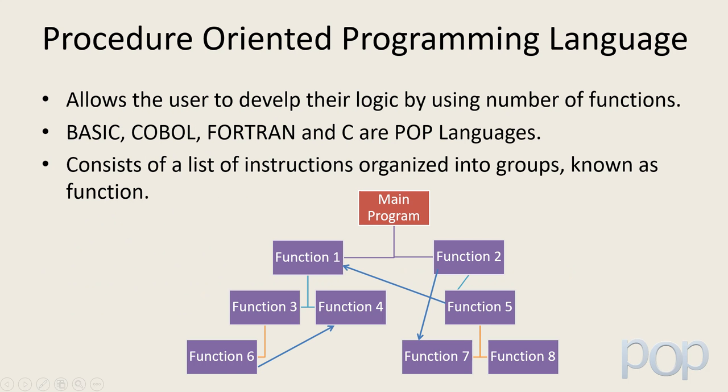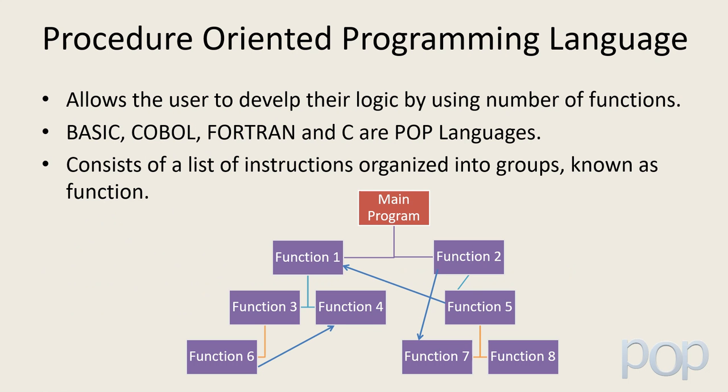Second one is procedure oriented programming language. It allows the user to develop their logic by using a number of functions. Here the program is divided into a number of functions. The whole logic is divided into a number of functions. Some examples of POP languages are BASIC, COBOL, Fortran and C. BASIC, beginners all purpose symbolic instruction code, is the expansion of BASIC. COBOL is common business oriented language, and Fortran is formula translation. So these are the expansions of the abbreviations given here. And then you have the popular C language, which also comes under POP language.